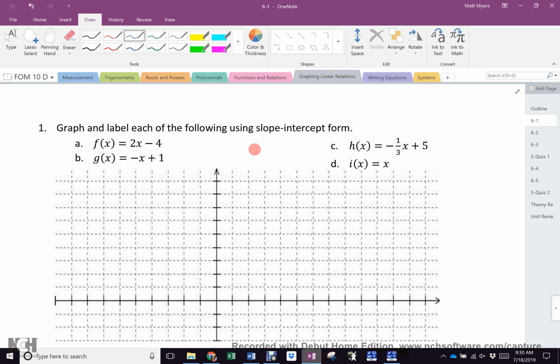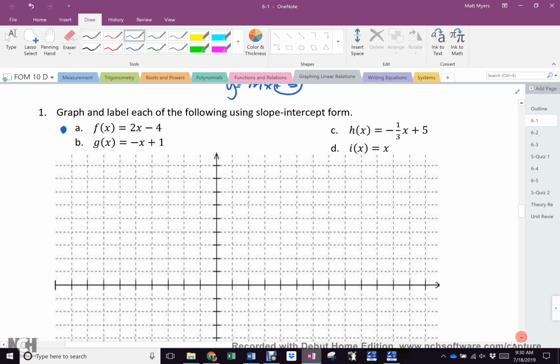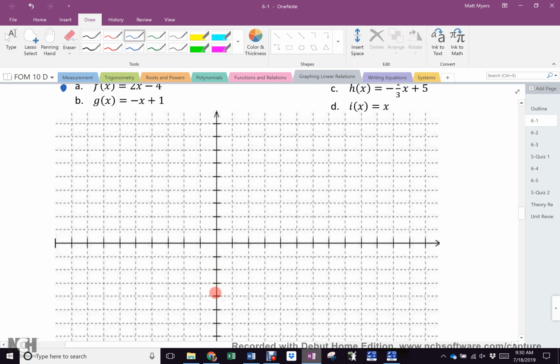What do you notice about them? They all have x, and the output is isolated, isn't it? If the output is isolated, then they are all in this form, aren't they? Which means that number that's all by itself is what? The y-intercept. So I'm going to use different colors for all of them. Where am I going to put the blue y-intercept dot? At -4. 1, 2, 3, 4.